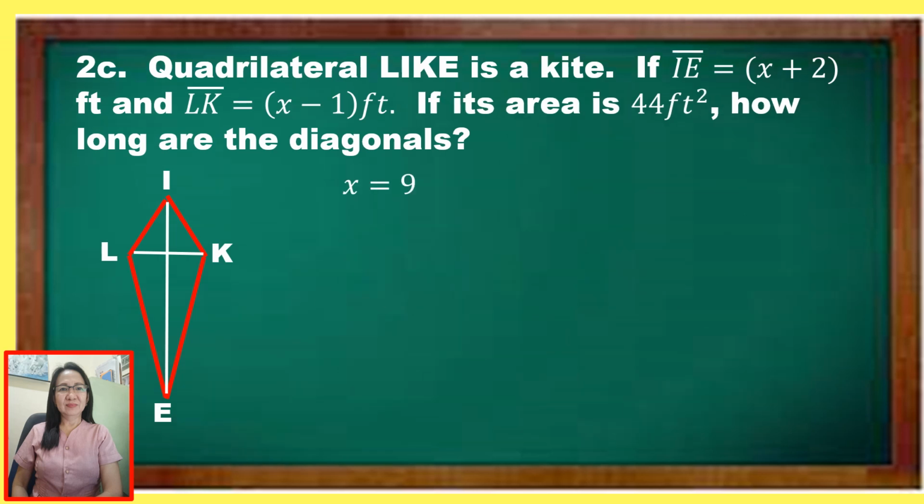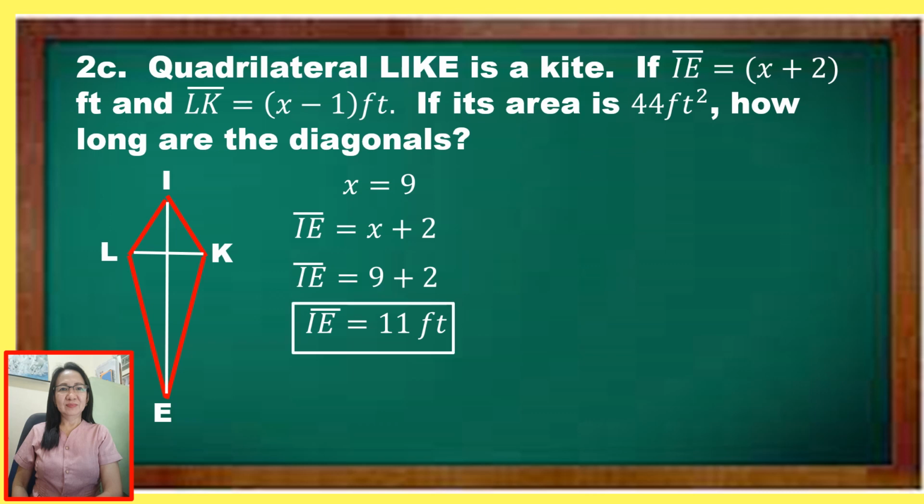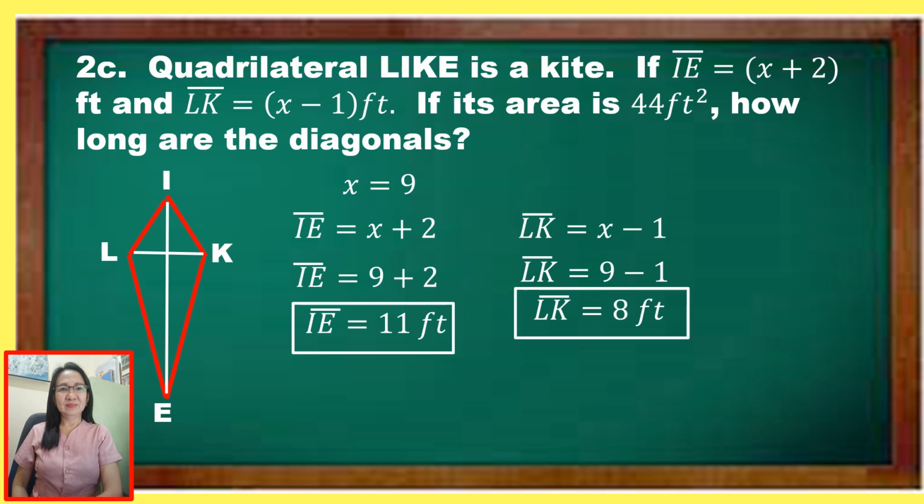Now, since we obtained the value of x, which is equal to 9, let us substitute this to find the lengths of our diagonals. Let us start with IE, which is x plus 2. Then IE is 9 plus 2, which is 11. So IE is 11 feet. While our LK, the shorter diagonal, is x minus 1. By substitution, 9 minus 1 for LK is 8. So LK is equal to 8 feet.